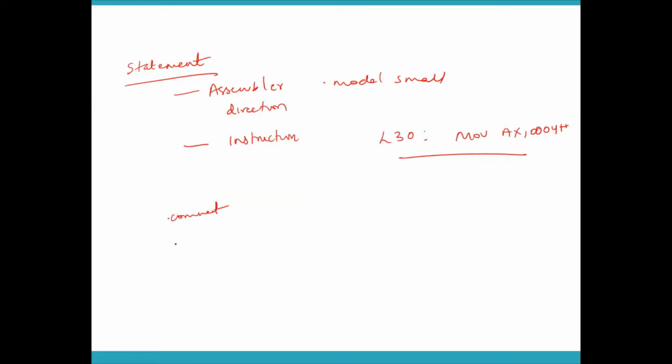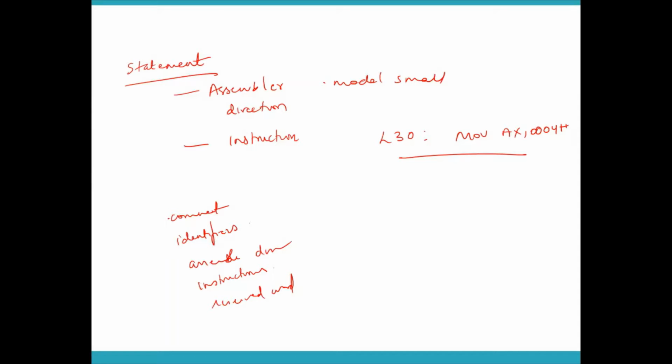So your program may have command statements, identifiers, assembler directives, instructions, and what else? Reserve words. These are all the elements which are used when you write an assembly language program. These are all things which you already know. I'm just revising that because it's a part of your theory also.